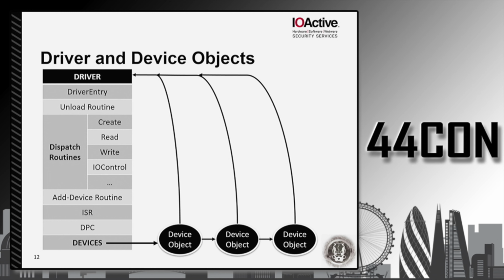Each one of those can have different ACLs. So we need to look at the ACL for each one of the device objects that the driver creates. What we're looking for here is device objects that, as regular users without privileges, I mean non-administrative privileges, we can interact with, right? Those are the ones that we're looking for.